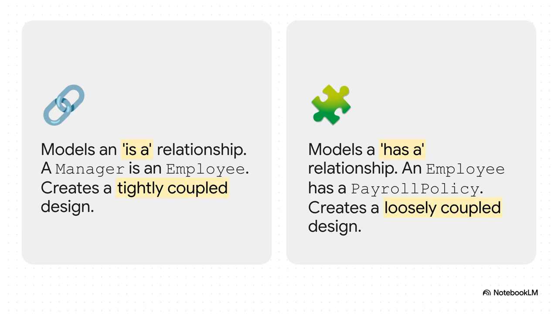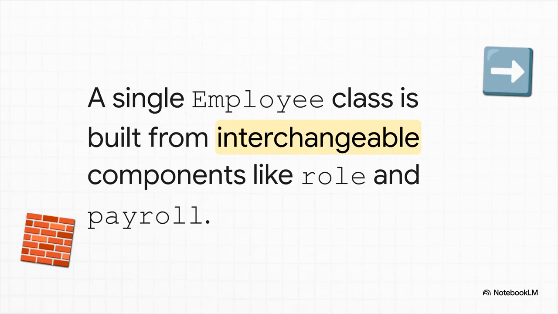Instead of a manager being an employee, we now say an employee has a payroll policy, and it has a productivity role. These little policy and role objects suddenly become interchangeable parts that we can plug and play. And look at the result of that shift. We are back to a single, beautiful employee class. That's it. When we create an employee now, we just pass in the specific role and payroll objects it needs. It's literally like building with Legos. We're just composing a complex object from all these small, independent, and totally swappable pieces.